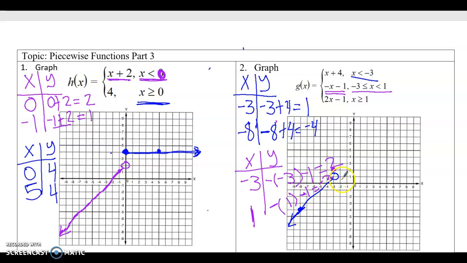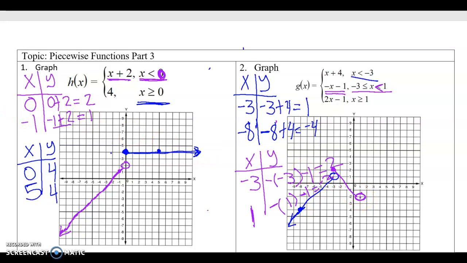And then 1, negative 2, and that's an open dot. Okay, connect the dots. It's an open dot because this is just less than. There's no line, so it's not included.